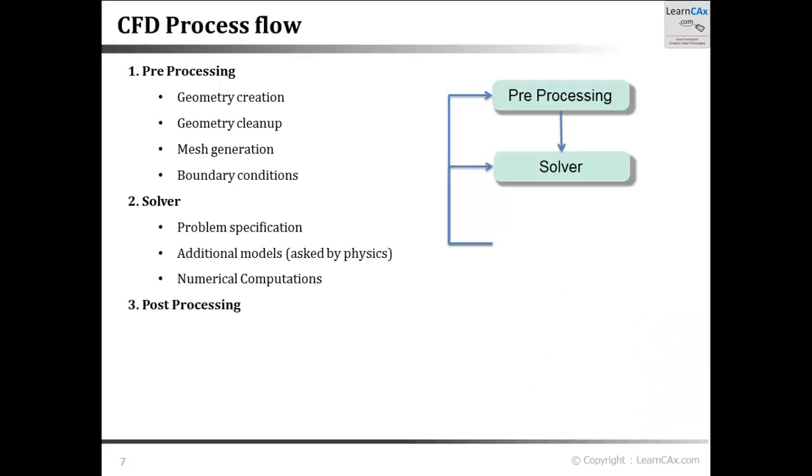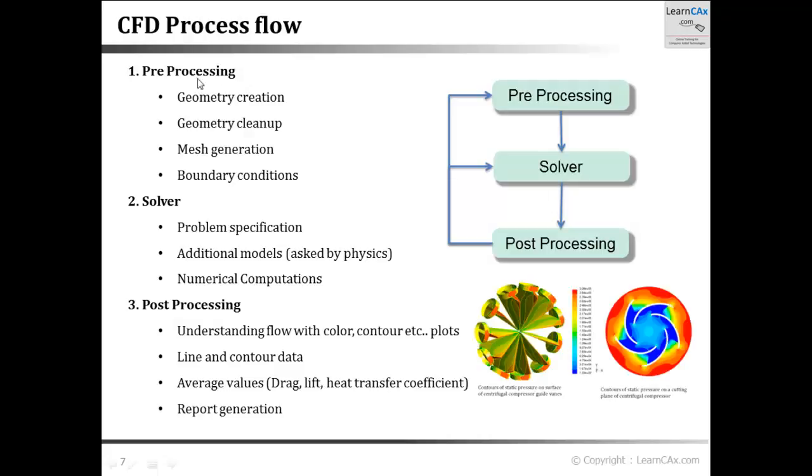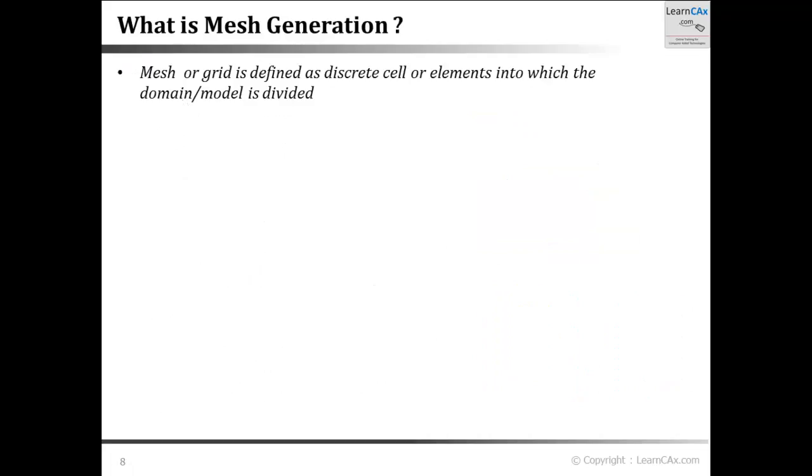Third is extracting results out of your CFD model that has been solved, which is called post-processing. In that, we understand the various results using colors, contours and plots, graphs, etc., and we extract data like heat transfer coefficient, drag, lift, which is useful for designing products and processes. So this is the entire CFD process, and the mesh generation aspect of the CFD process fits into the pre-processing part. So what is mesh generation?